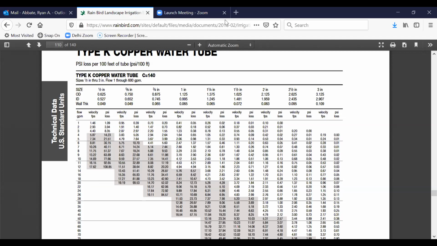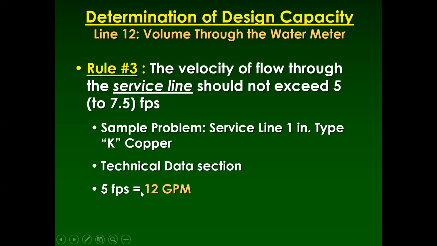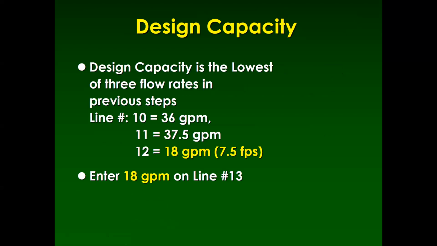Let's go back to our problem. If we were looking at 5 feet per second, we would have a safe flow of 12 gallons per minute. But since we're looking at 7.5, we could have a safe flow of 18 gallons per minute. So we're going to write 18 gallons per minute on that third line. Line 10 should read 36 gallons per minute. Line 11 should read 37.5 gallons per minute. And line 12 is equal to 18 gallons per minute.